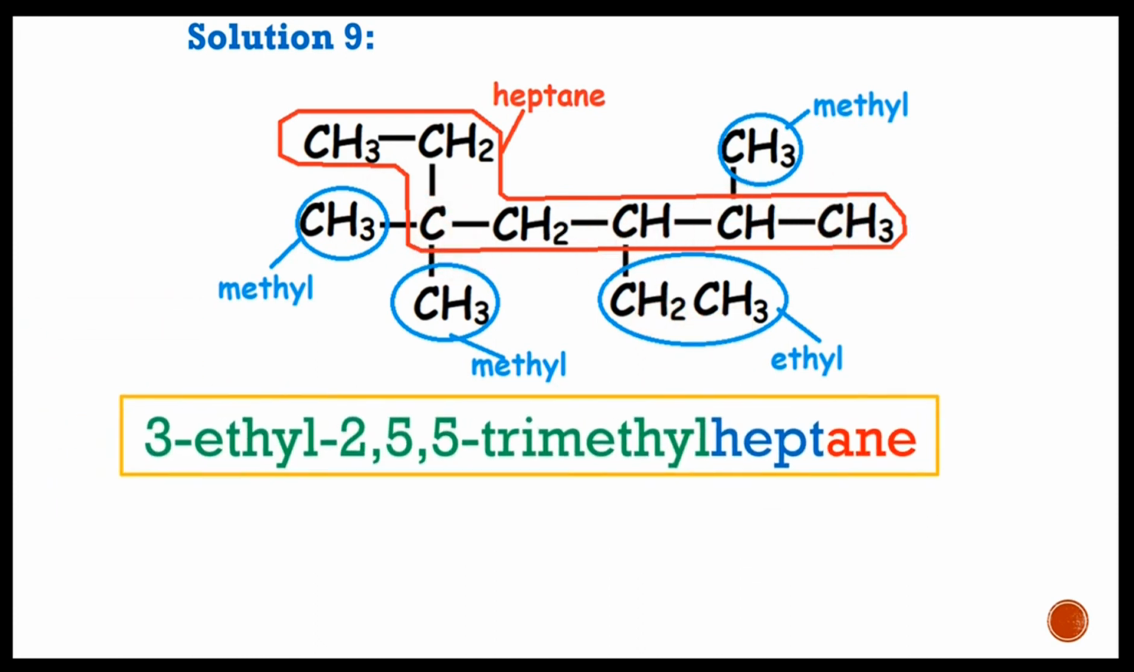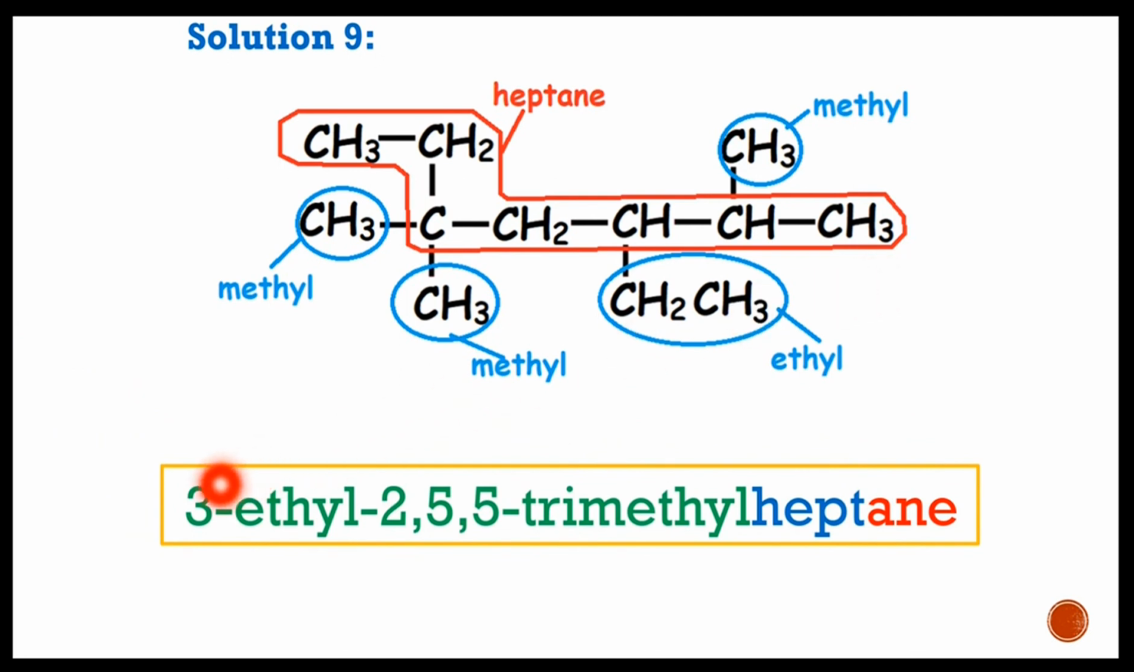So we go for this, and the name is going to be 3-ethyl. That is, we are counting from right to the left because it gives us smaller numbers for our locations. So 1, 2, 3. Ethyl is on the third carbon, 3-ethyl. Then bring our dash, then we move on to the locations for the methyls. There are 3. Counting from here, 1, 2. The first one is 2.